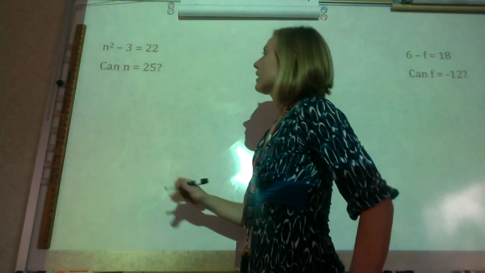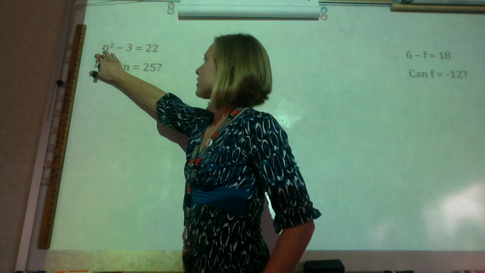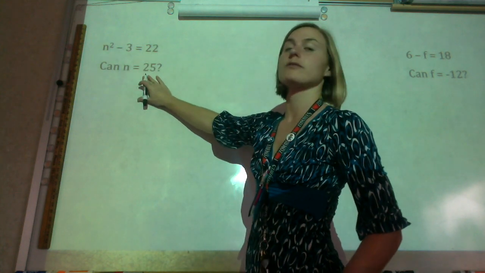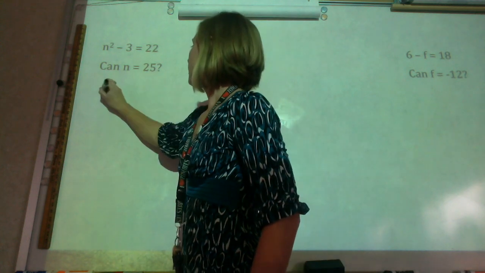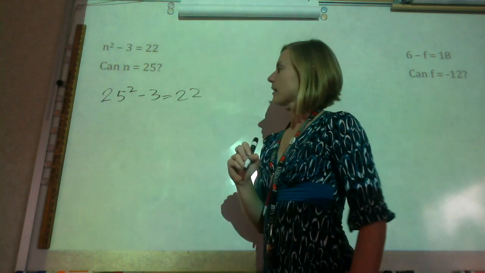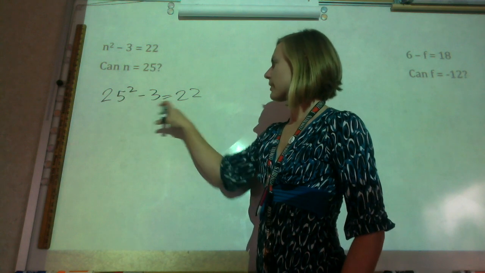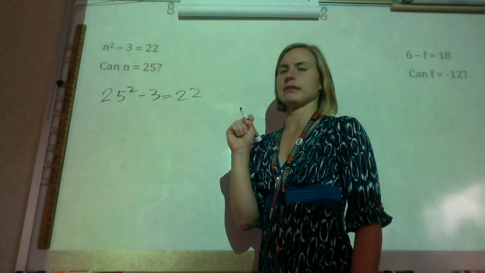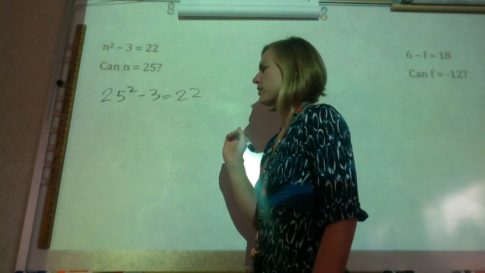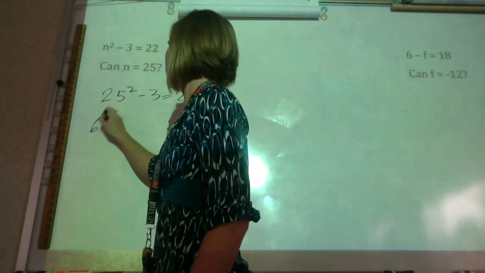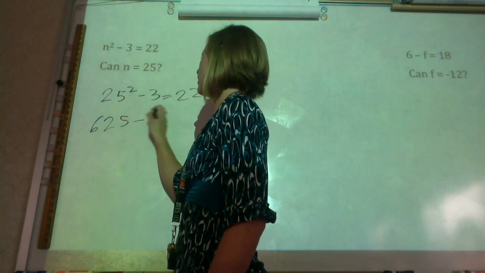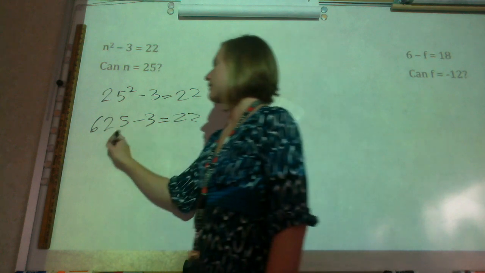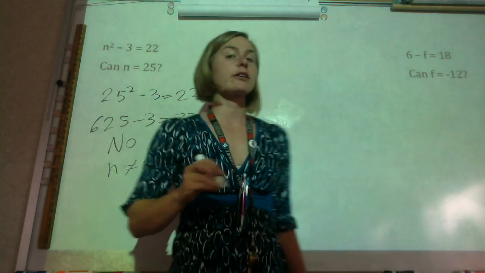All right, our next one is something squared. So n squared minus 3 equals 22. So can n equal 25? Let's find out. So put in 25. Okay. So we have 25 squared minus 3 equals 22. You might already be thinking that's definitely not, can't be, because 25 squared is a really, really big number. 625, minus 3. Yeah, minusing 3 is not enough to bring it down to 22, so this is definitely a no.